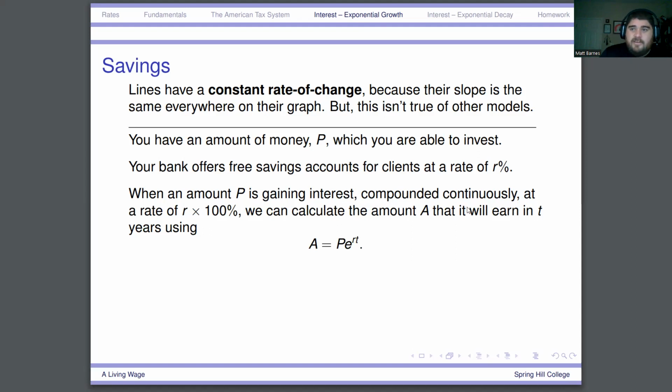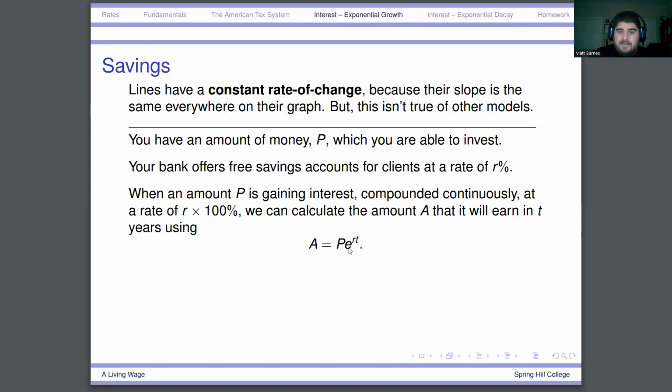Assuming everything is compounded continuously, there are some exceptions to this, but they aren't that different in the long run. So we put this amount P into our savings account. It's gaining interest at this R% rate. And then we can calculate the amount that we're going to earn after so many years by using this formula. The easy way I remember this is just PERT: P E to the RT.